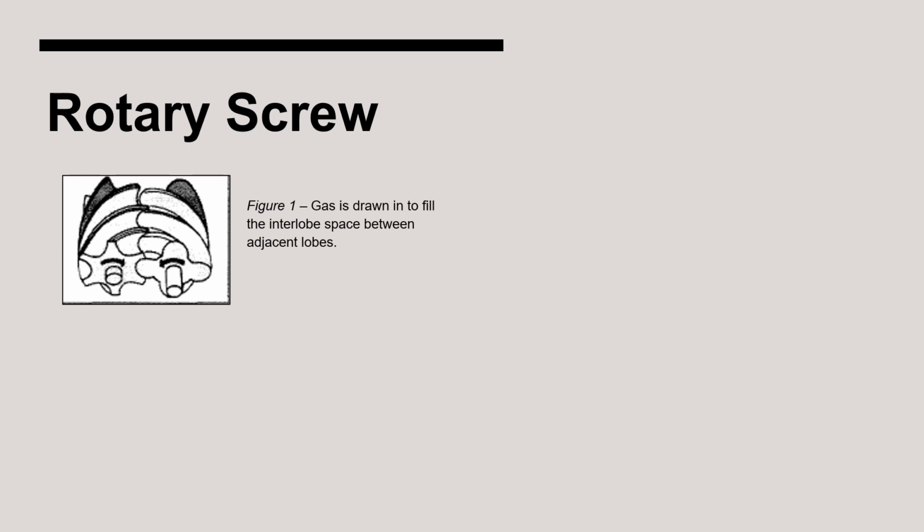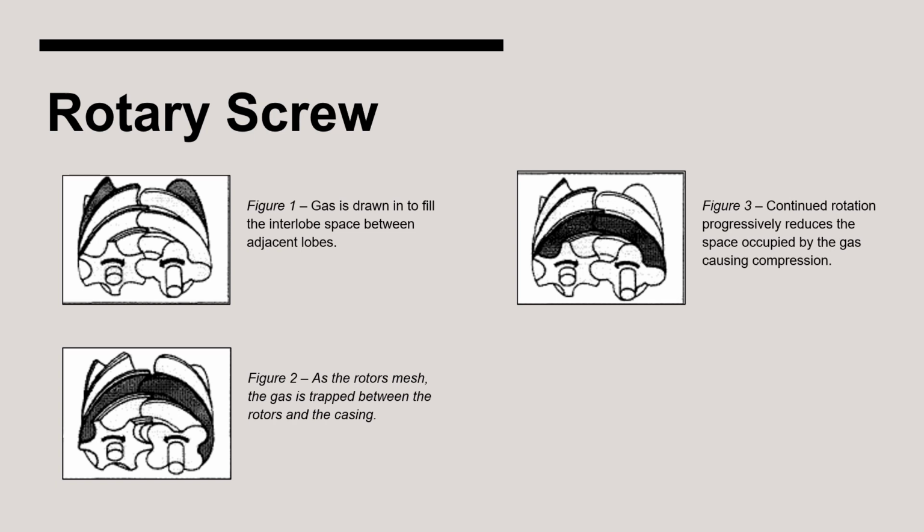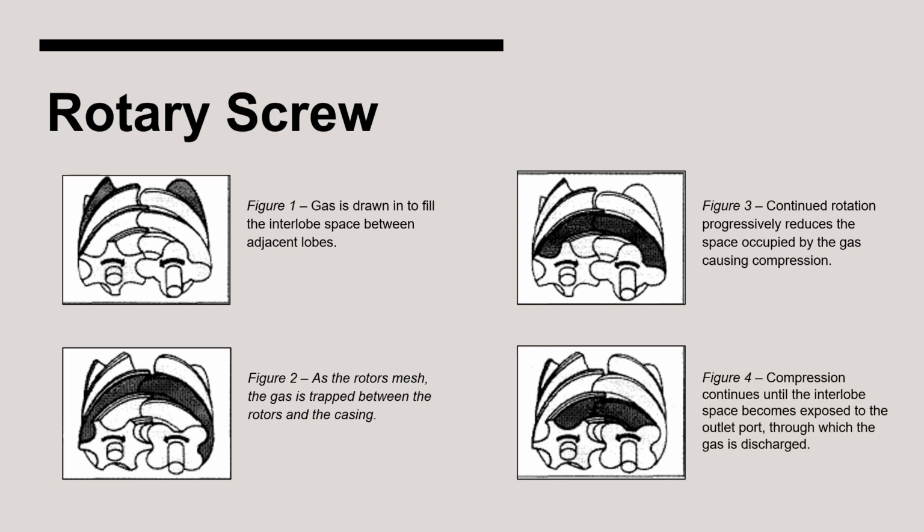The rotary screw functions by drawing gas into the interlobe space between adjacent lobes. Next, the gas is trapped between rotors as they spin and mesh together. This rotation causes compression of the gas until it reaches the outlet port and is discharged into the oil separator.